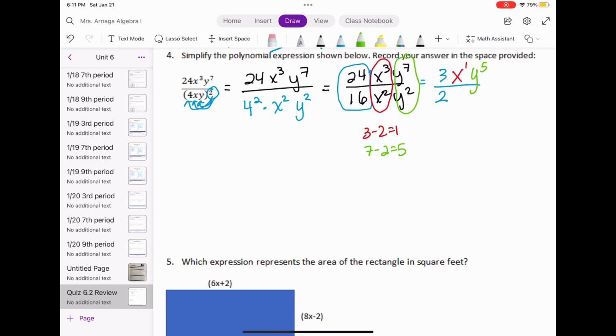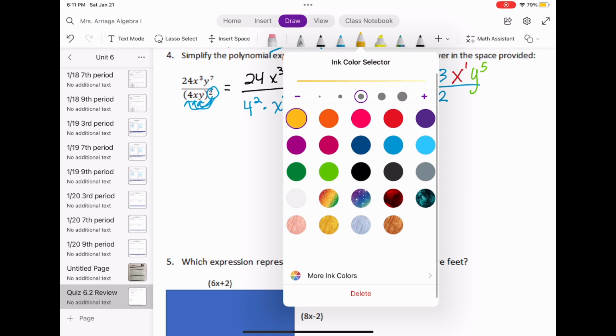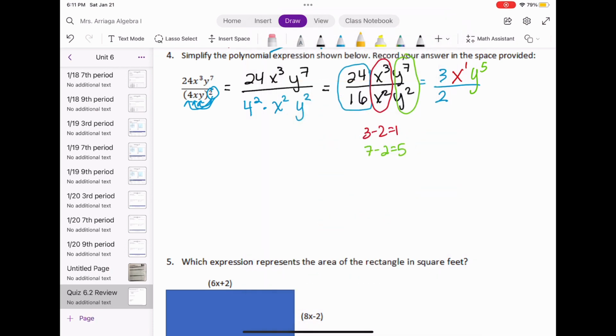Can we simplify any further? We can't. There are no more x's and there are no more y's that we can combine. So then this is our answer.